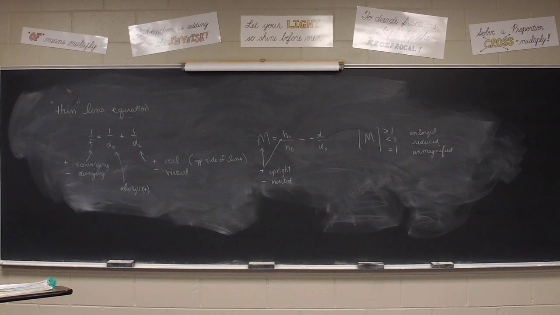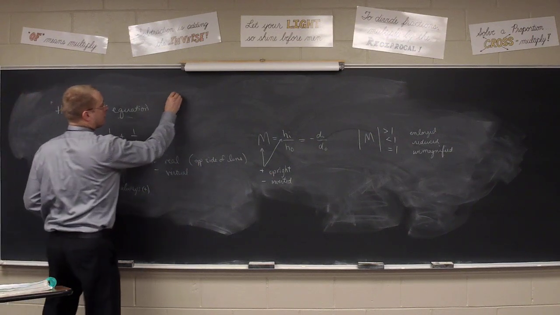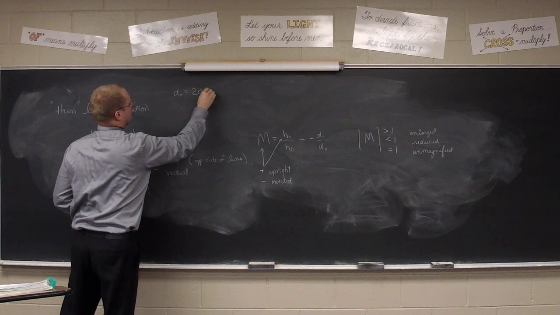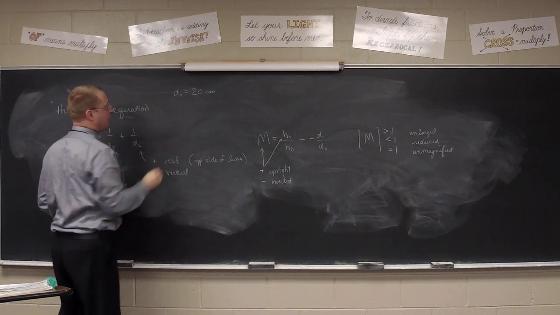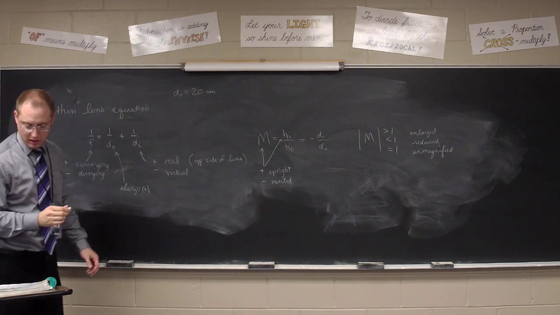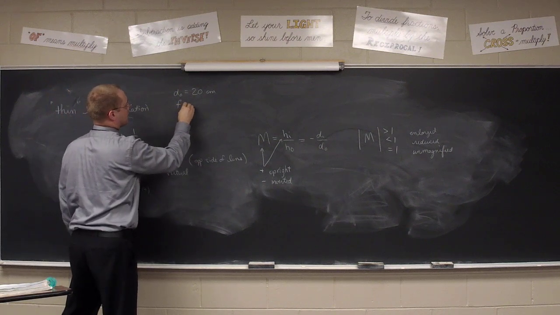All right. So first of all, we would write down what they gave us, just like we did before. We were given the D sub O to be 20 centimeters, and we'll assume that to be positive. They also told us the focal length was 10 centimeters.